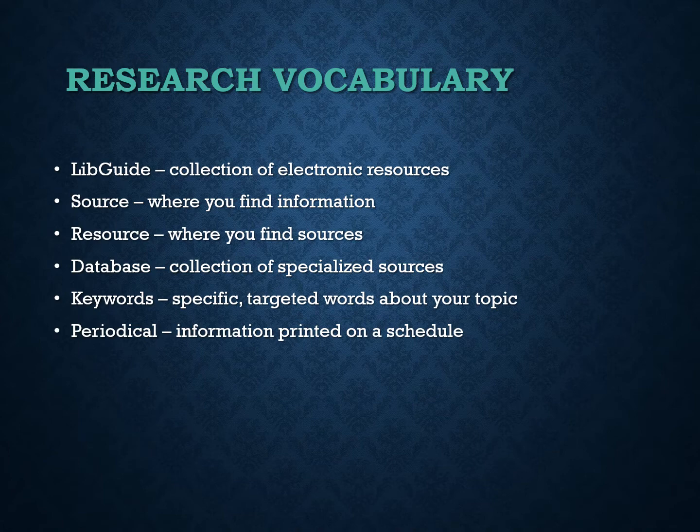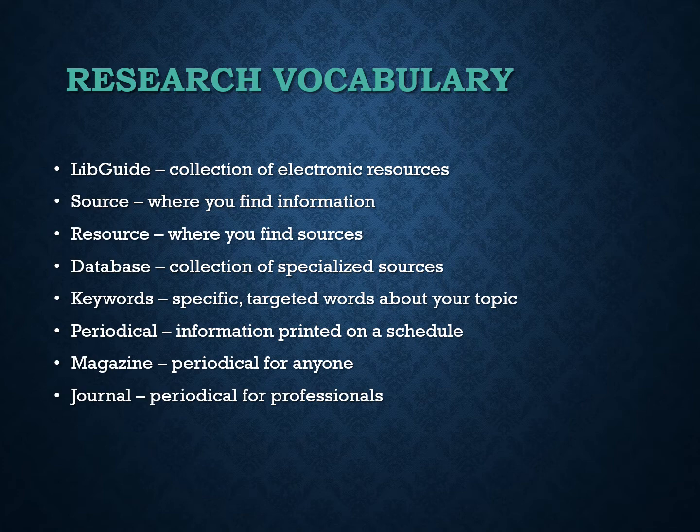The next word is periodical, which is any information that's printed on a schedule. There are some different common versions of periodicals, which is a magazine, which is for anyone. It's what you find just at the grocery store. But there's also a journal, which is a periodical for professionals. So what you're going to be looking for in research is trying to find some of those journals, and you're going to be especially good if you find peer-reviewed journals. If something is peer-reviewed, then that means that it has been triple-checked by experts, and it is an especially good source.